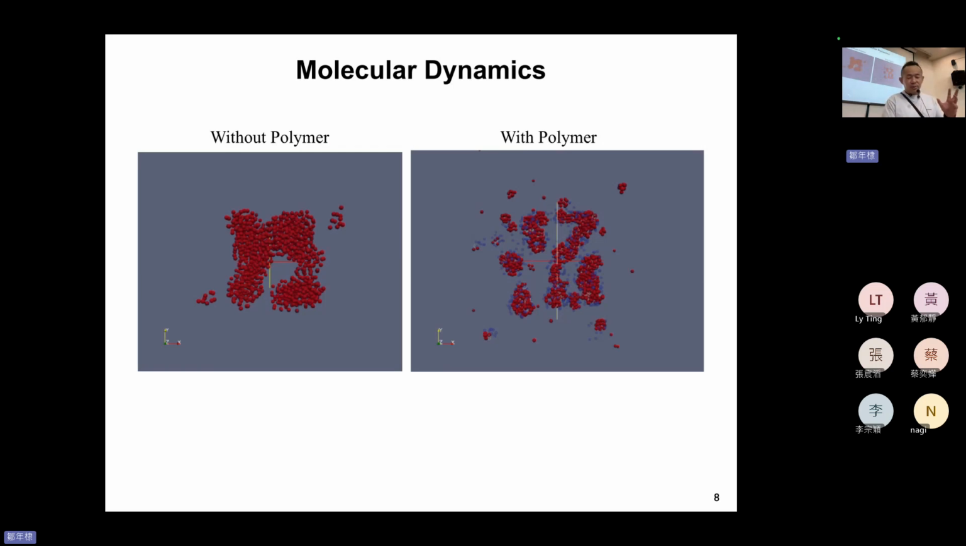So this is just one really simple toy model for molecular dynamics. So the first one is without polymer, it will accumulate together. But with the polymer, it will separate into a controllable size.